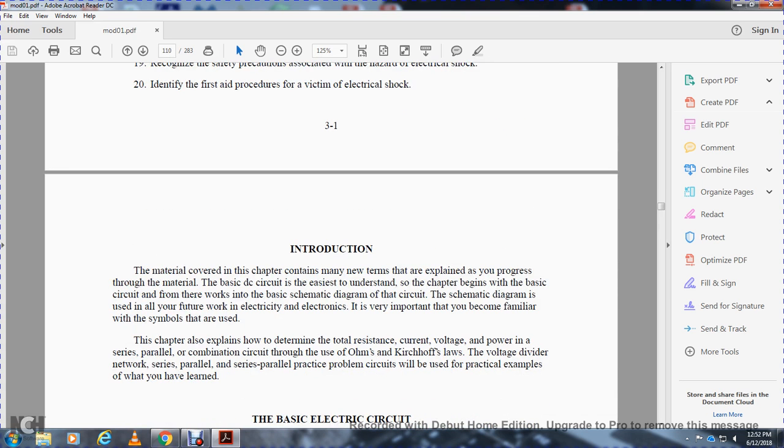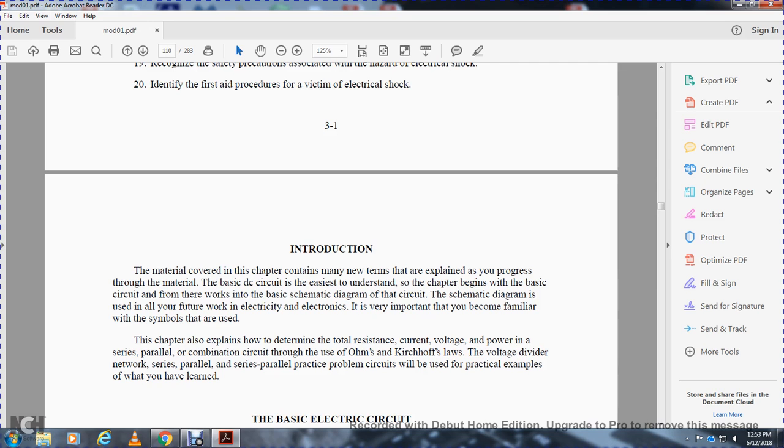Introduction. The material covered in this chapter contains many terms that are explained within as you progress through the material. The basic DC circuit is easiest to understand, so the chapter begins with the basic circuit. From there, it works on the basic schematic diagrams of the circuit. The schematic diagram is used in all future work with electricity and electronics, and it is very important that you become familiar with the symbols that are used.